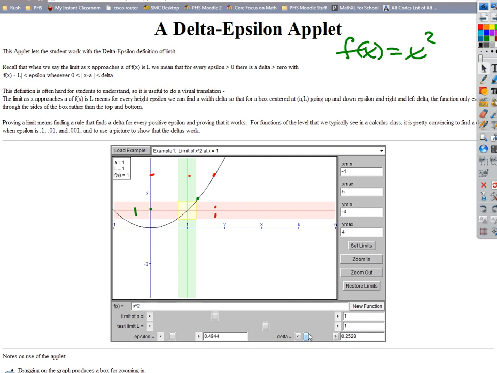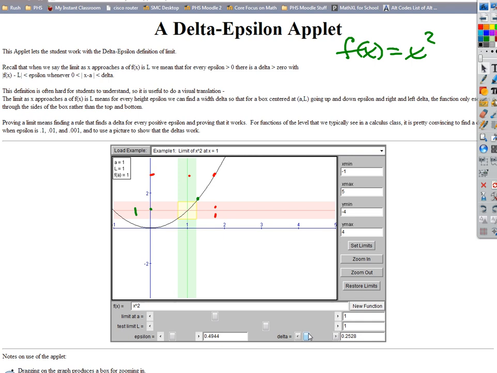Make sense? If I want to get the target accuracy even tighter, what do I have to do? Just shrink the neighborhood down a little bit, right? Shrink down delta. Make sense? And there's no limit, no pun intended, to that process. I can get as close as I need to be. So the limit concept works perfectly well here. No problem at all, right?